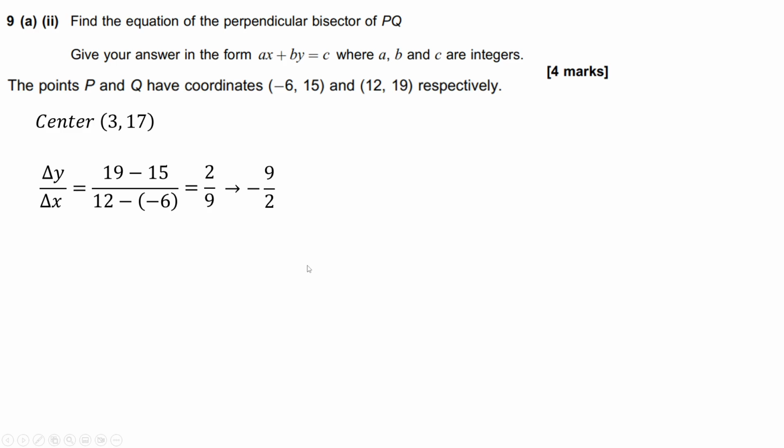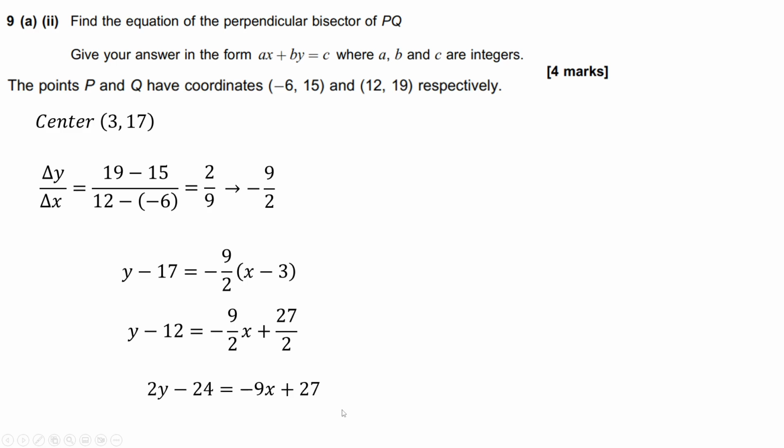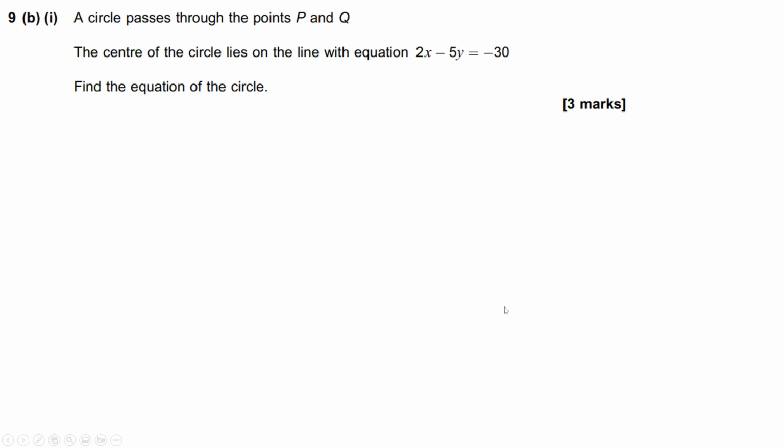Use y minus y1 equals m multiplied by x minus x1. Okay, just use any point. Oh no, sorry, don't just use any point. Obviously use the center because it's a bisector, as I've just explained. And then just rearrange. You want it in this form. You know how to do that. You'll get this as your final answer.